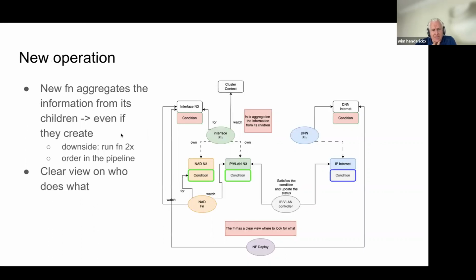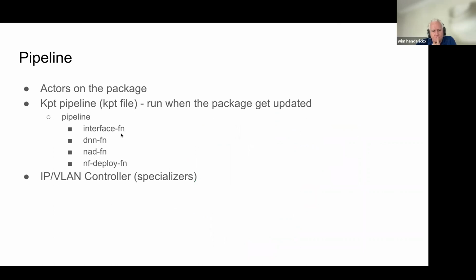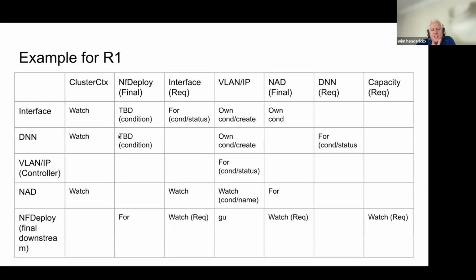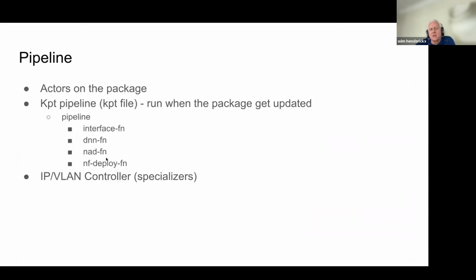Maybe just for people to be clear, in order to make this work, we would have to create the functions. So this would be the pipeline as we have it right now. This is the pipeline that would be running: interface, DNN, NAD, and deploy. So the ordering matters a little bit, right? With the new approach, we would have to add interface and DNN again, so we have to have them twice in the pipeline.